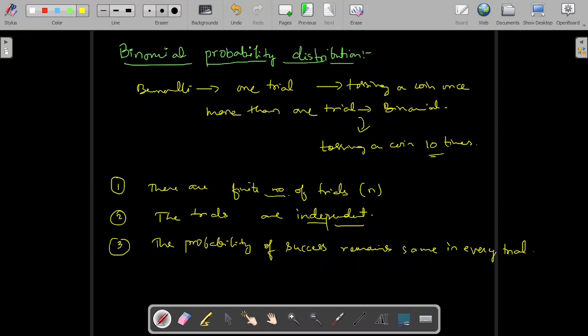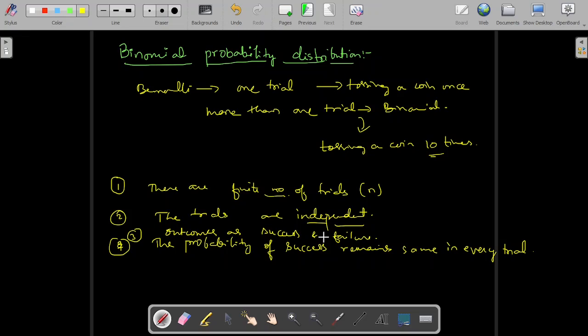Okay. So you can name this as a fourth point. Third point is that the outcomes can be divided as success and failure, means two categories. This is the basic condition of Bernoulli trial.